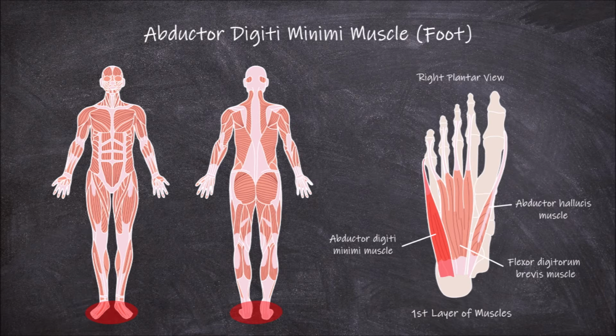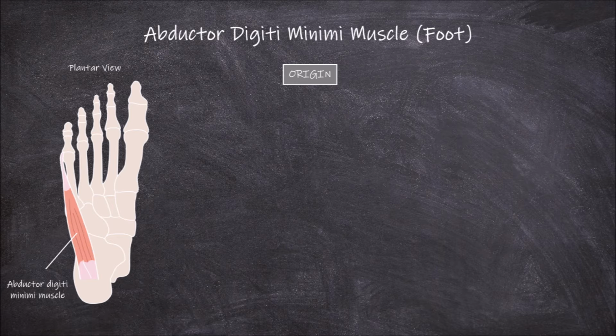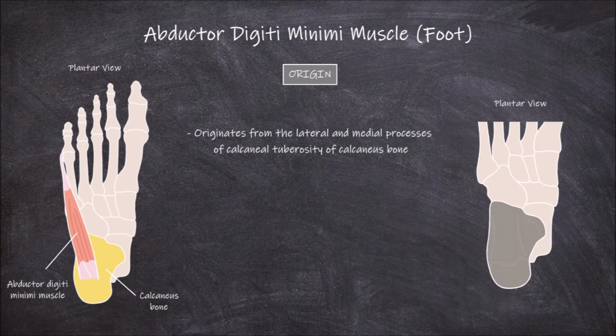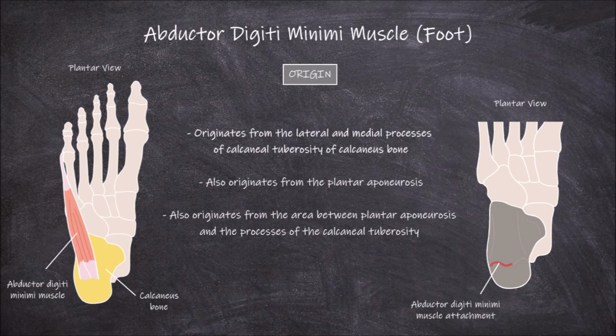Where does this muscle originate? This muscle originates primarily from the calcaneus bone, specifically from the lateral and medial processes of the calcaneal tuberosity of this bone. If we take a closer look at the plantar view of the calcaneus bone, we can see highlighted in red where this muscle originates from. This muscle also originates from the plantar aponeurosis and the area between this and the processes of the calcaneal tuberosity.